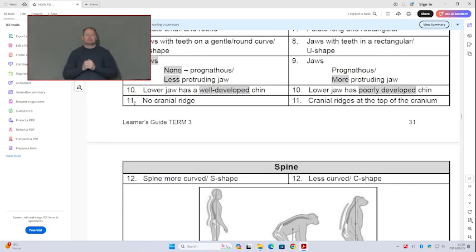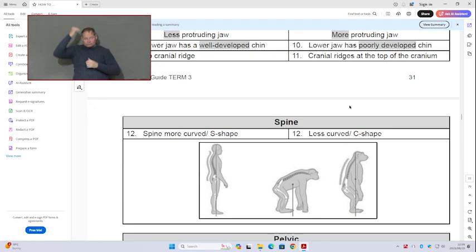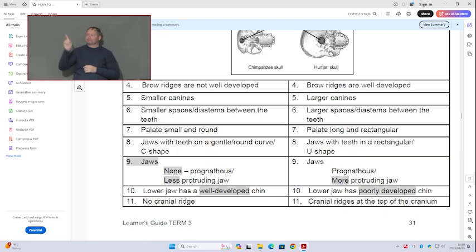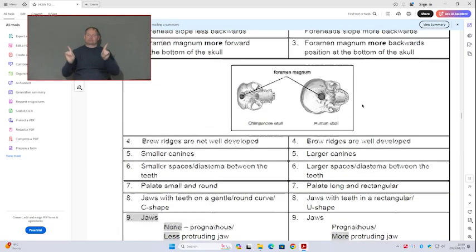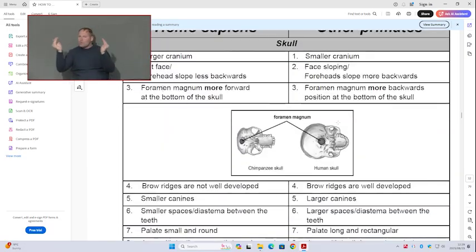Then the 11th one, we look at the cranial ridges. The cranial ridges on the cranium. Now, we do not have, so it must be no cranial ridges for us as modern humans, but for the other primates, we know that the cranial ridges are at the top of the cranium. So these are the characteristics that are different when we look at the skull.